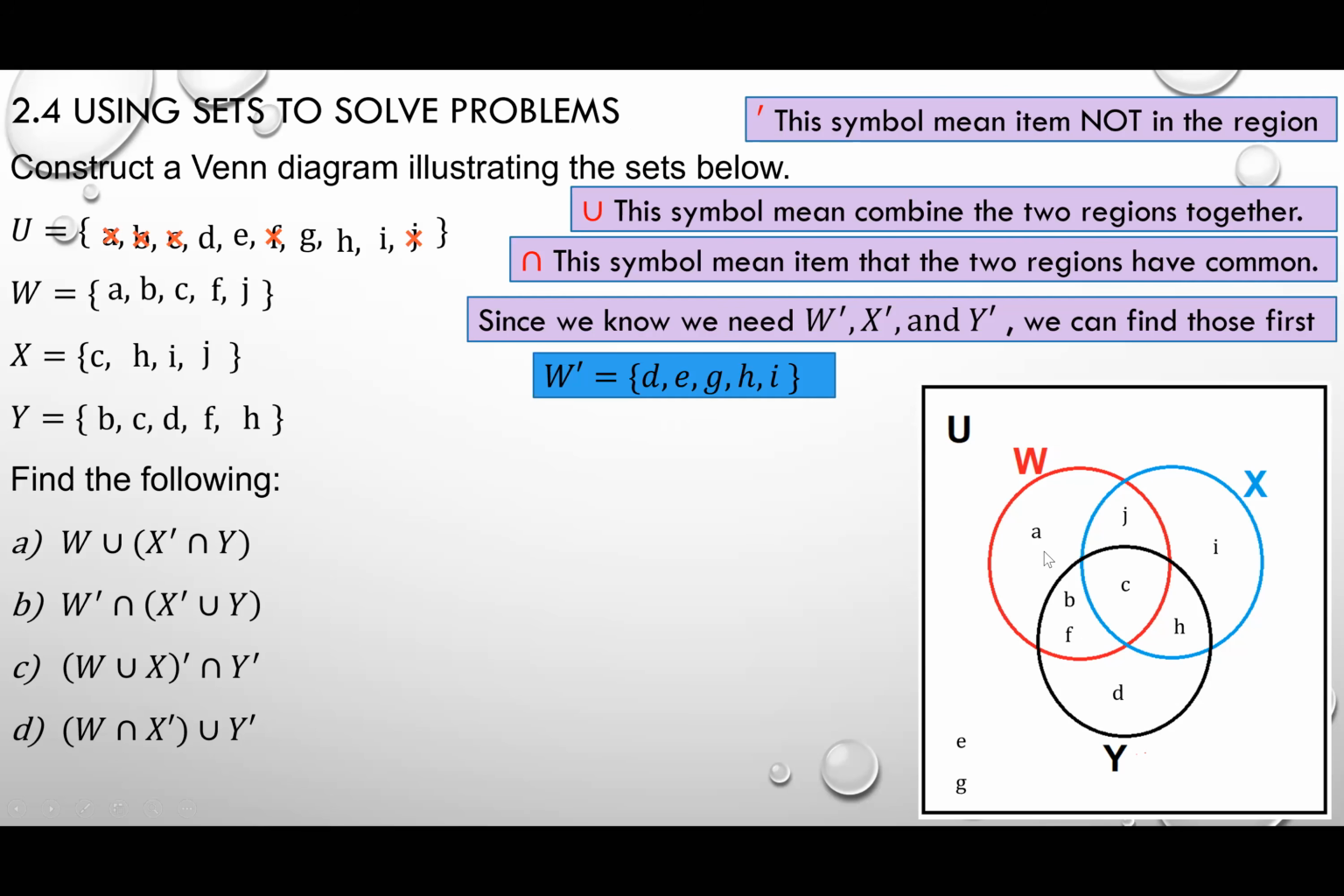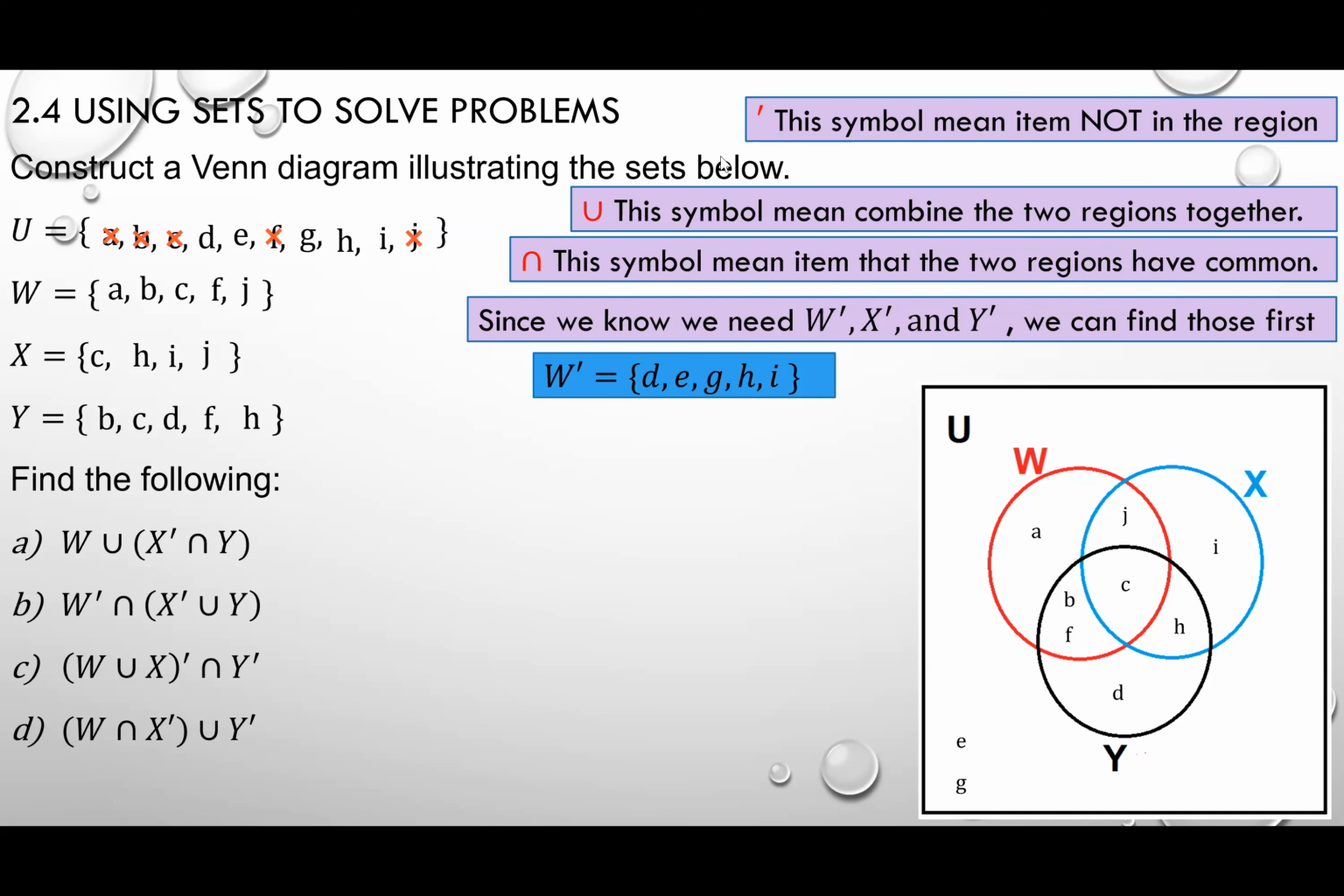You can either look at the Venn diagram and give me the items outside of W, or you can go into your universal set and cross out what is in W. Whatever is in W is not what we're looking for. We're looking for the items outside of W, which is everything left over. So that is where my W prime came from, okay?